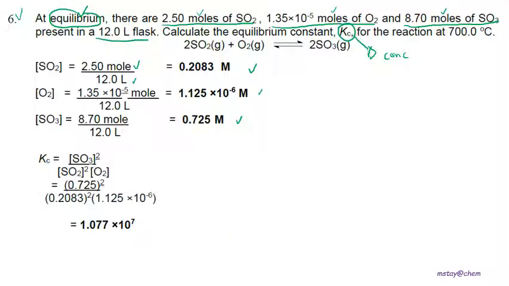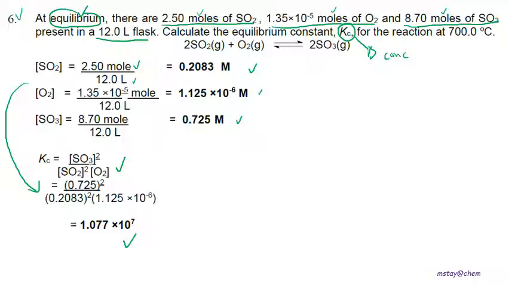Then next we are going to write the Kc expression, which is product over reactant. So this is the Kc expression. Then from the values over here, we substitute into the calculation step, and in the end we will get 1.077 exponent 7.